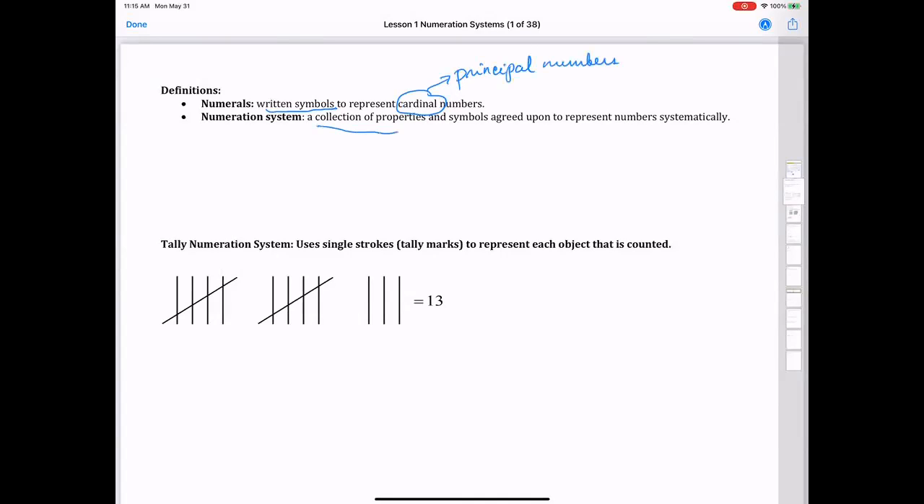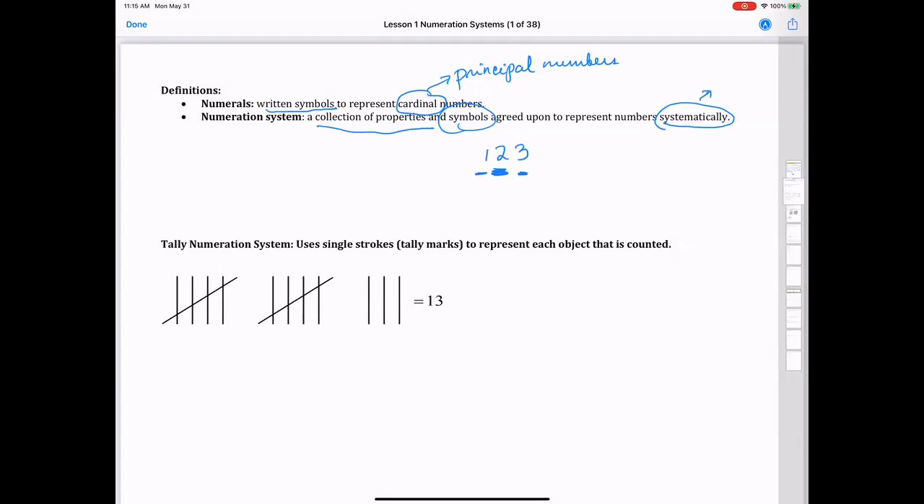It's a collection of properties and symbols agreed upon to represent numbers in a systematic way. There is a system, there's like a rule. For instance, in our number 123, we know that the position of tens is 10 times the position of ones. The position of hundreds is 10 times the position of tens. So the system applies such a rule when you introduce an additional symbol.